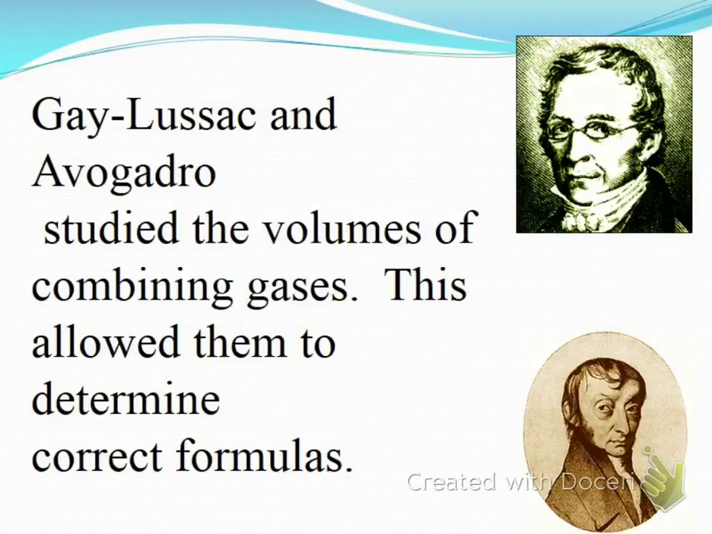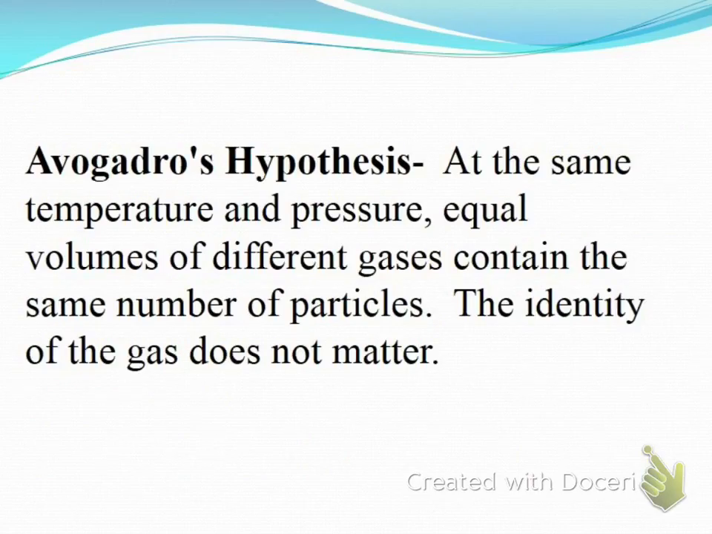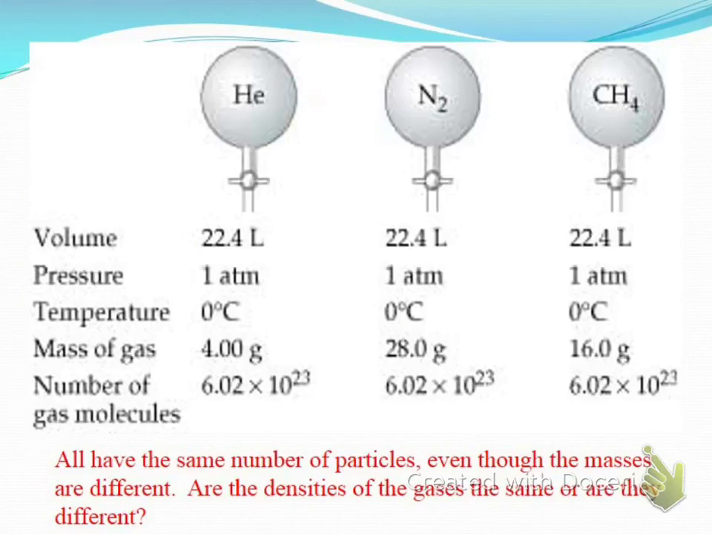Gay-Lussac and Avogadro, you remember those from the gas laws. He studied the volumes of combining gases, which allowed them to determine the correct formulas. Avogadro's hypothesis is the one that says at the same temperature and pressure, equal volumes of gases will contain the same number of particles. The identity of the gas does not matter. So in this particular case, all 3 of those got 22.4 liters. Everything's at the same conditions, and you got different masses, but they're going to have the same number of particles.